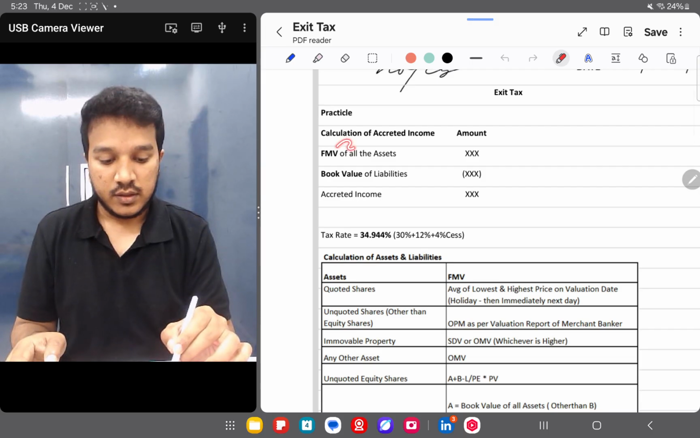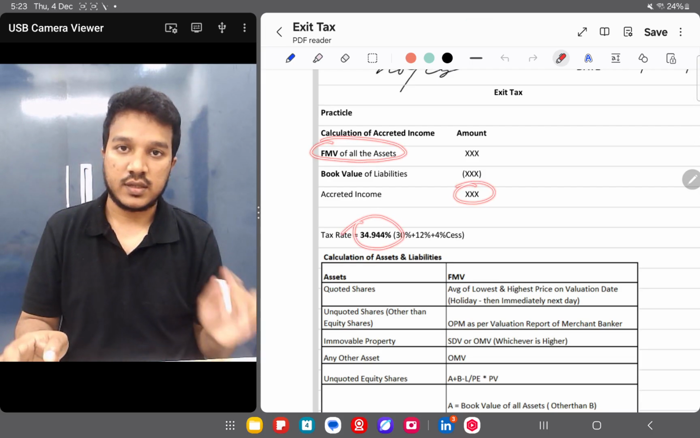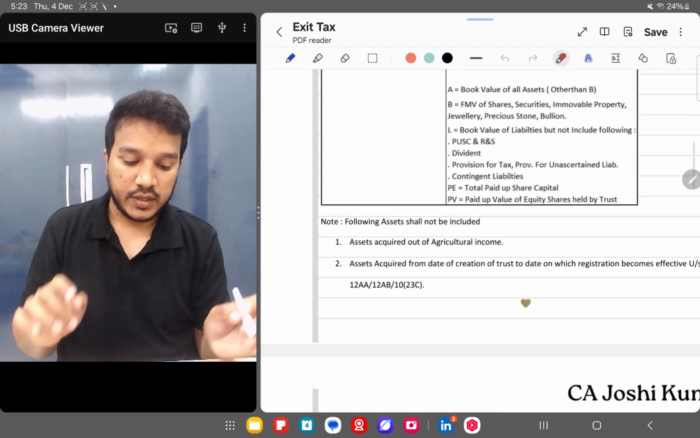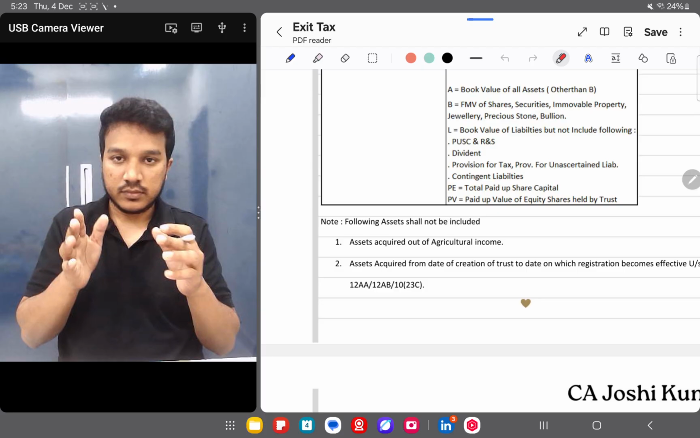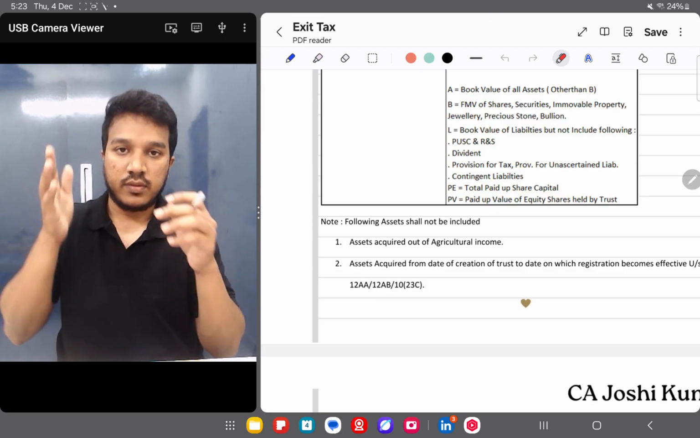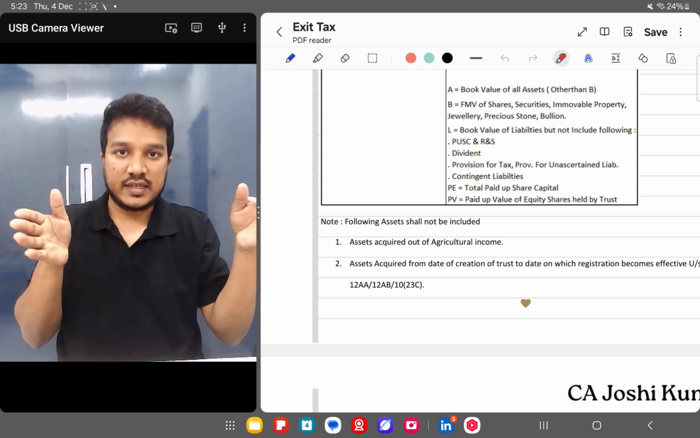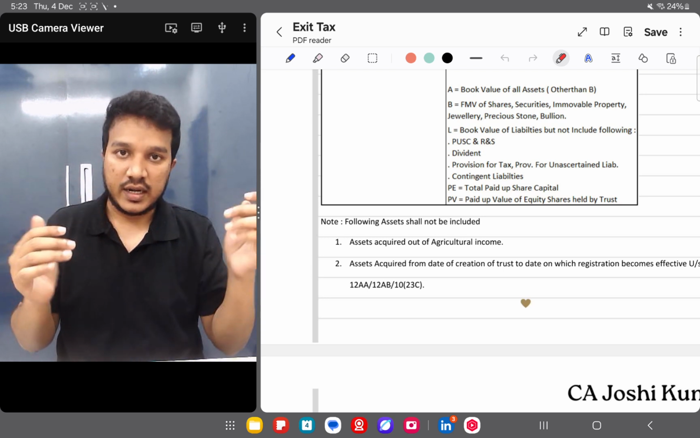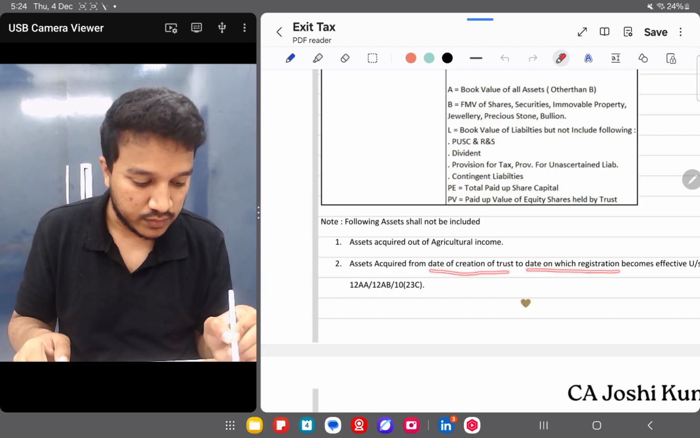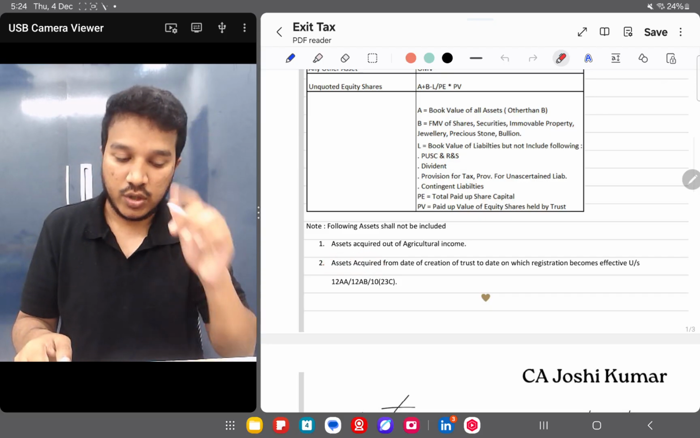Okay, if you're not including it here, it doesn't come here and you will not put tax on this. Understood? So agricultural income property is not included, or any asset which is... see, the trust is created first and then registered. So from the creation date to the registration date, if you have purchased any asset in between these two, then even that asset you should not consider. Date of creation of trust to the date of registration, if you have acquired any asset in between these dates, you will not consider that.